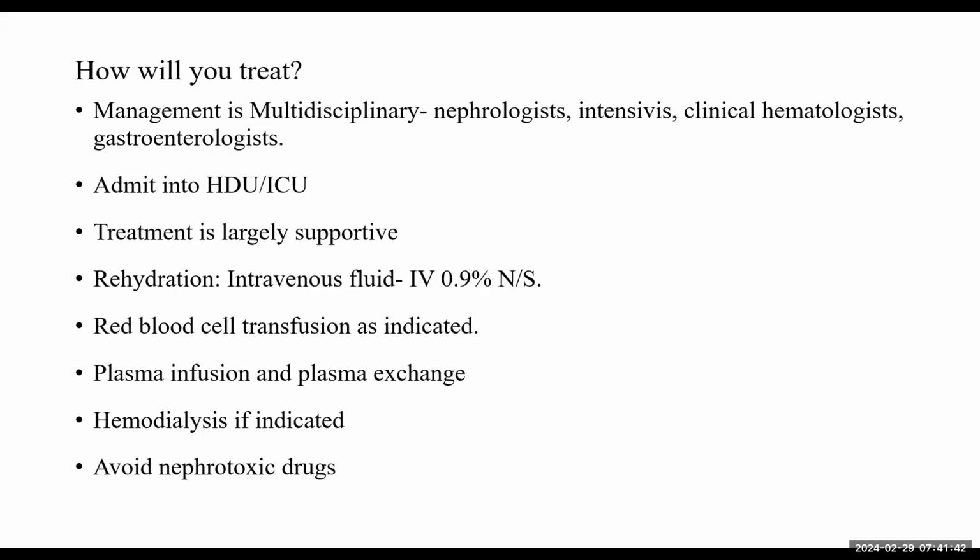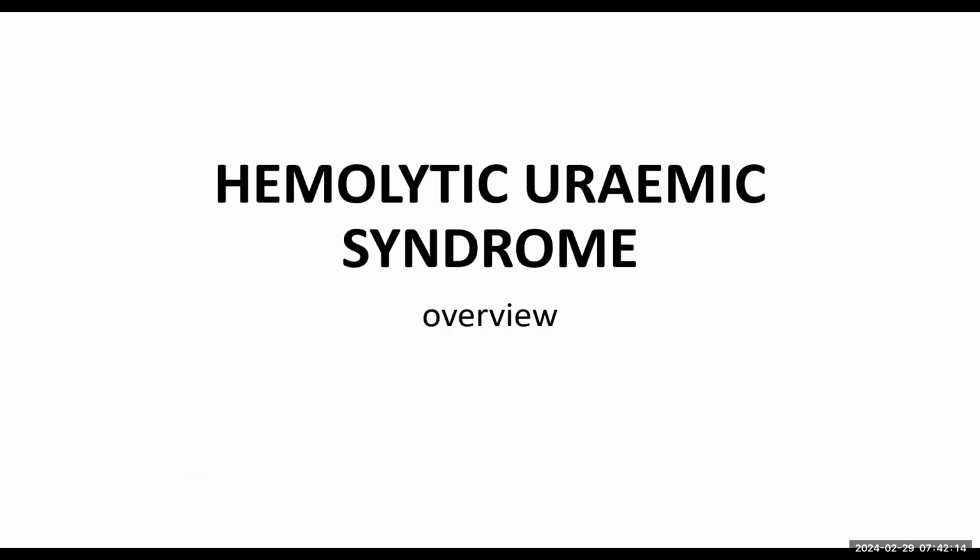Then patients are usually dehydrated, so rehydration with fluid, preferably normal saline. Then red blood cell transfusion as indicated, because these patients are hemolyzing and anemic. Then they may also require plasma infusion and then plasma exchange. And then hemodialysis if indicated, that's if the AKI progresses or the patient has some clinical features of uremia, they can also benefit from hemodialysis. Then avoidance of nephrotoxic agents as well.